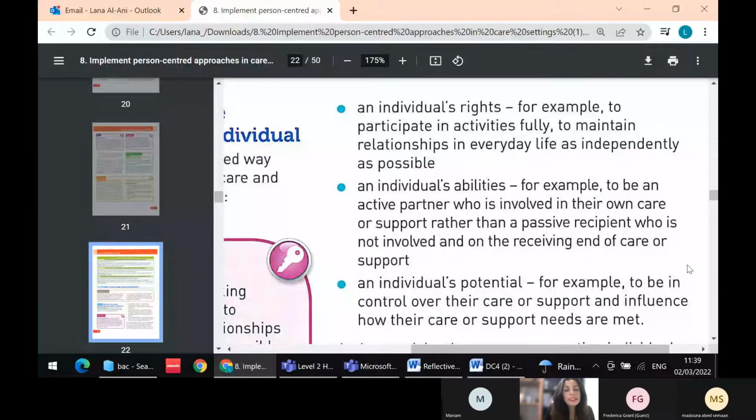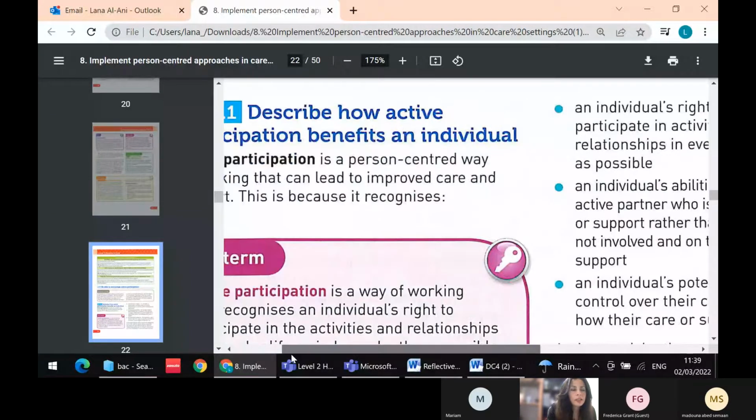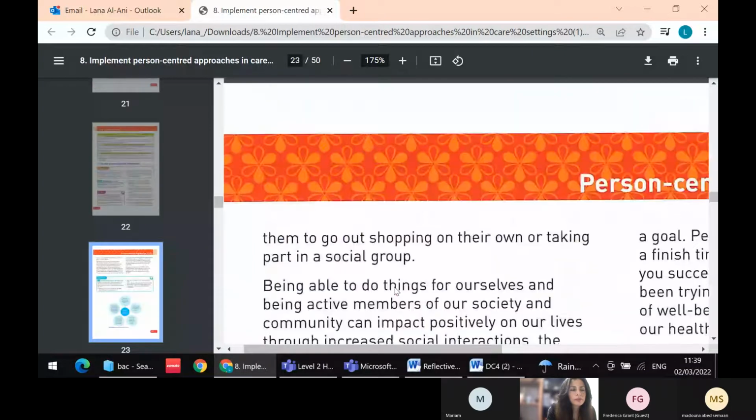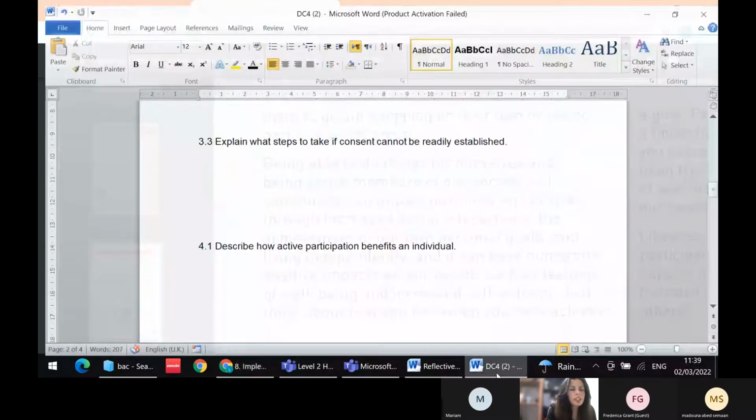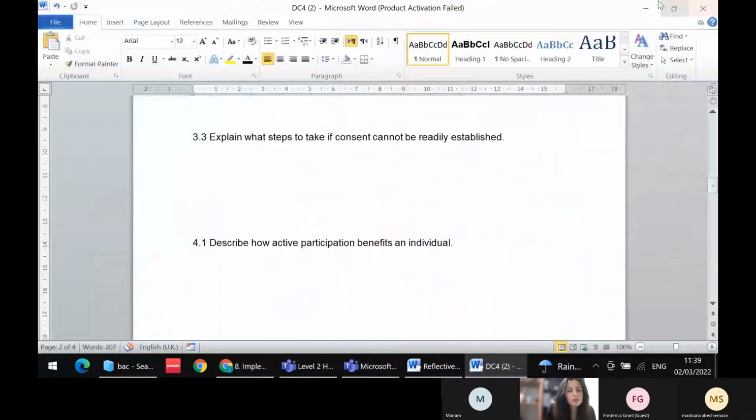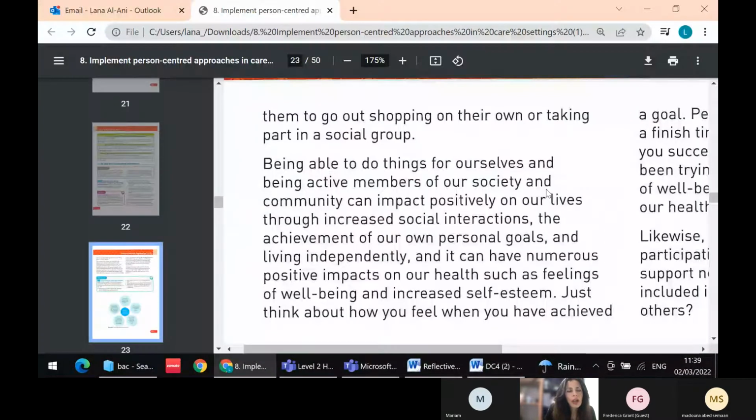And also an individual's potential. For example, they are in full control of their care and their support if they are taking part in it or if they are involved in it. That means all their needs will be met fully. So when you go there, check, describe how active participation helps the individual. How does it help the individual? We just discussed it. Come on, girls.